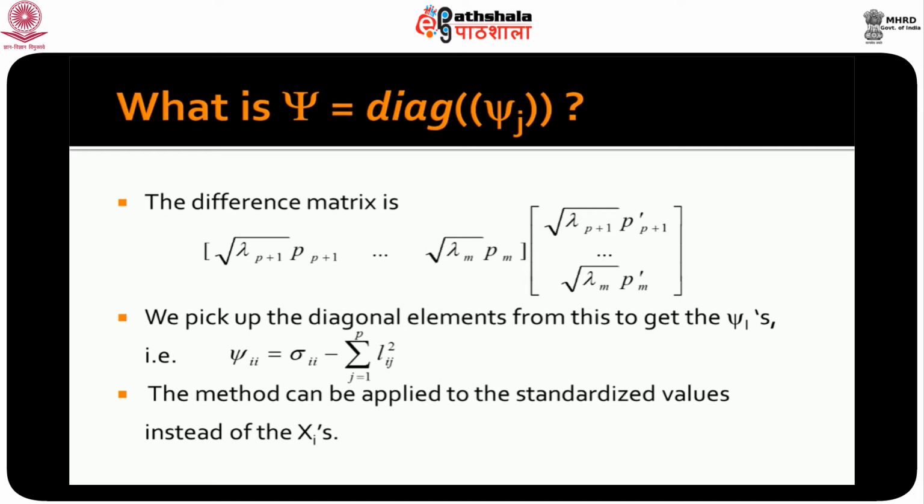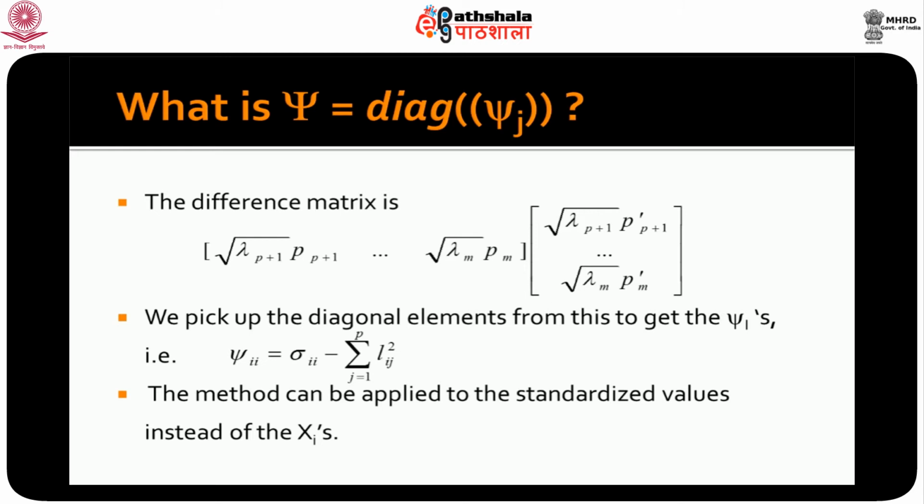Now let us pick up the diagonal elements from whatever remains. What remains is sigma minus L L prime. If we pick up the diagonals from that, we use those elements to form the matrix psi. Remember that psi is a diagonal matrix. So this diagonal actually fits into the diagonal of psi, and we ignore the off diagonal elements. So we can write psi_ii as sigma_ii minus summation j equal to 1 to p of l_ij square, for all i equal to 1 to m.